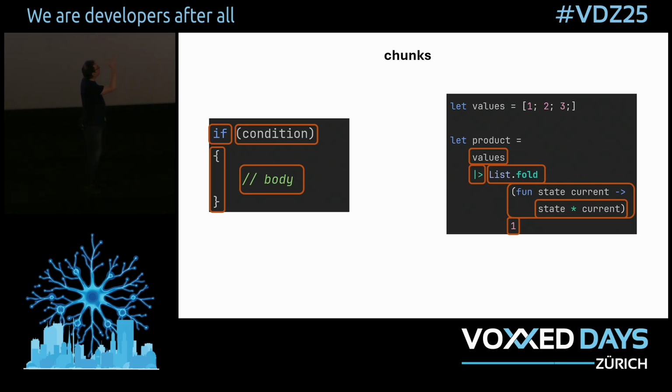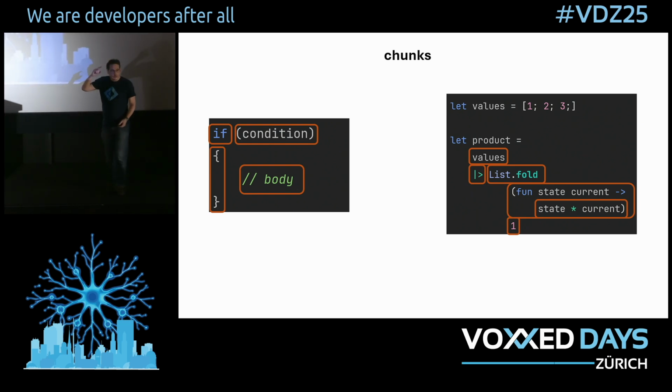You have, okay, I have a list of values, then I have this crazy pipe symbol, then I have the list fold keyword, then I have a function or lambda that states how things have to be aggregated, and then I have an initial value. So chunks are really personal, and they grow over time. And that's the reason why it's so hard to learn a programming language that uses a completely different syntax, because you start at extremely small chunks again.